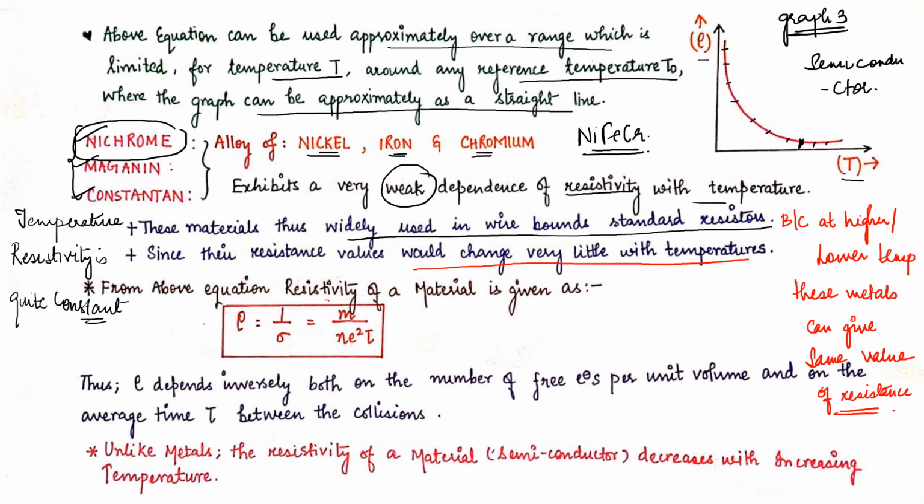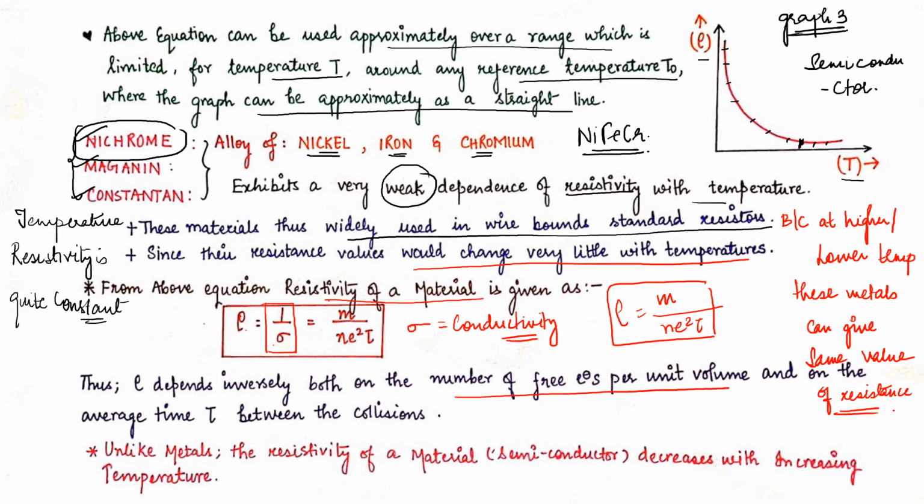From the above equation, the resistivity of a material can be given as rho equals 1 upon sigma. What does sigma imply over here? Sigma is conductivity. Now, we will relate rho with respect to relaxation time, mass and number of electrons. So, rho is given as m upon n e square tau. That is the relation. Now, tau depends inversely both on the number of free electrons per unit volume and on the average time between the collisions. This is the relation of resistivity with free electrons and average time.